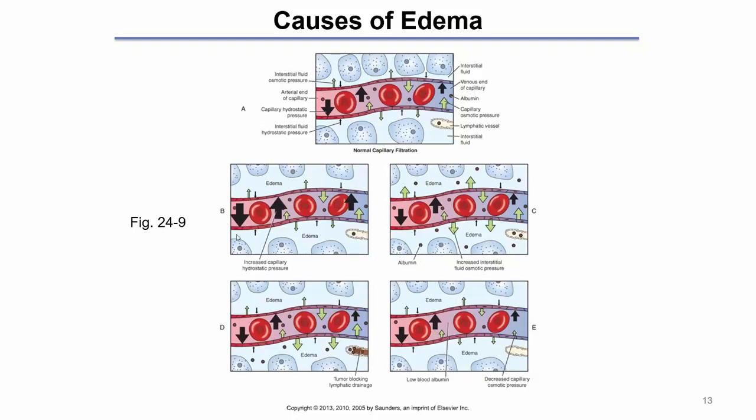that's edema. So essentially you ignore B, forget about B, because that just doesn't occur. Focus on C, inflammation, leaky capillaries, and increase in interstitial osmotic pressure. Focus on D, blockage of the lymphatic vessels, and focus on E, where you have a decreased synthesis of albumin, typically due to liver disease.